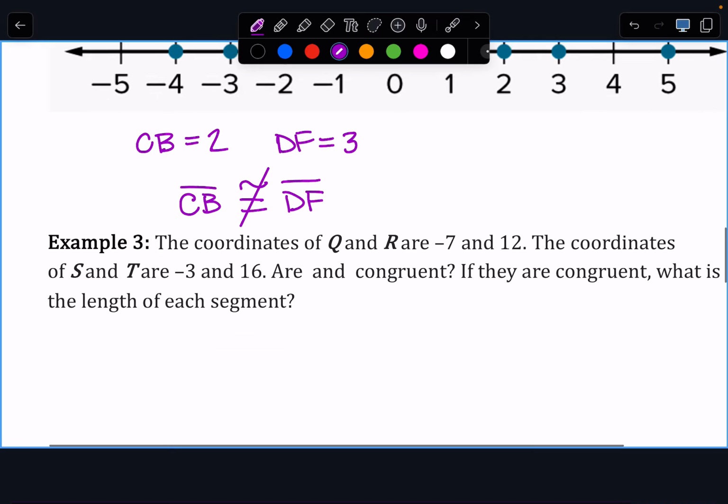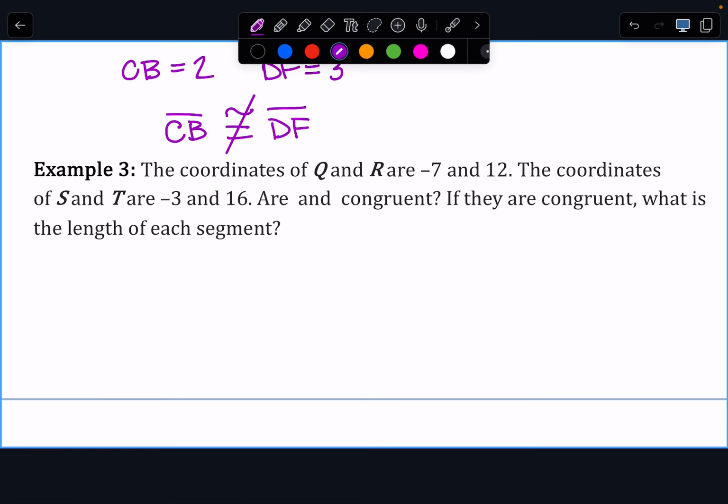All right. In example 3, when I copy and pasted this problem in, I did not get our QR and ST congruent. Is it okay that we don't have a number line on this problem? I think this is a problem where we're okay not having a picture. That doesn't happen very often. What is the distance between Q and R? 19.